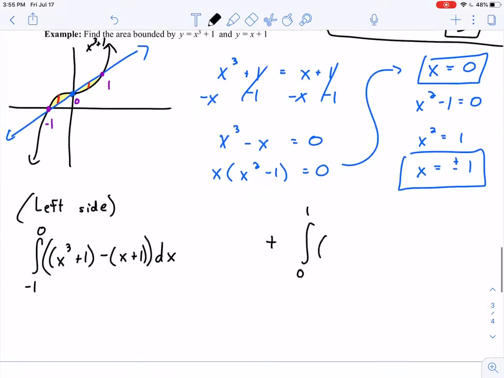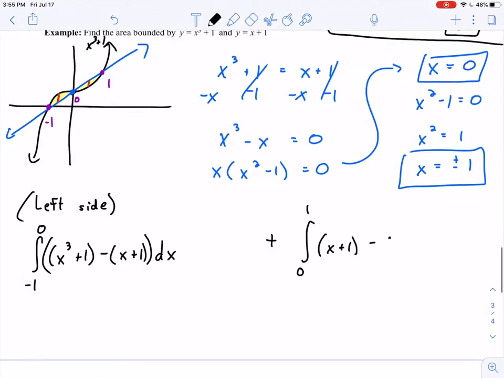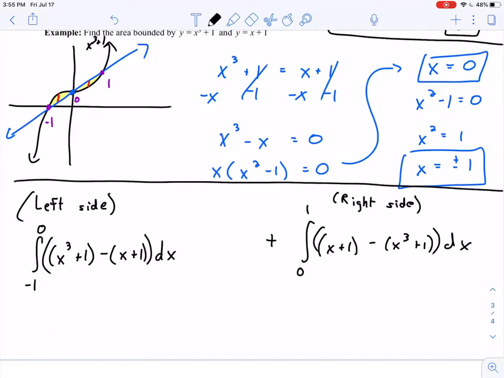So now my upper function is x plus 1 minus my lower function, that black curve, that is x cubed plus 1 dx. So this is my right side. So I'm trying to evaluate these two separate definite integrals, and then once I have the results, I'll just add them together.